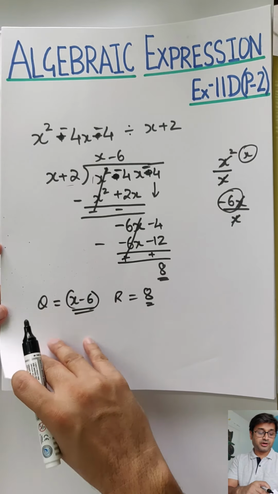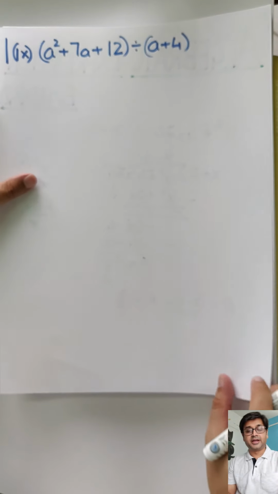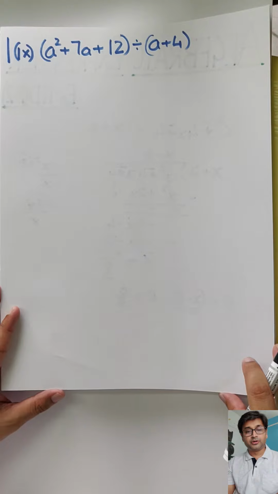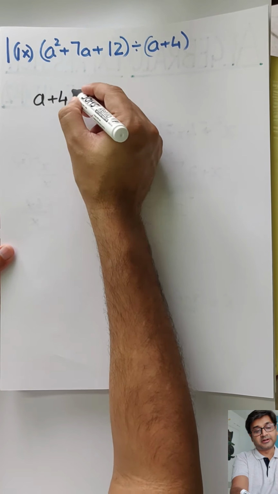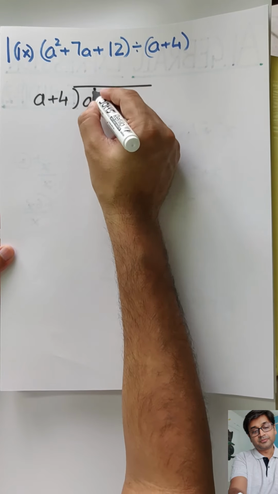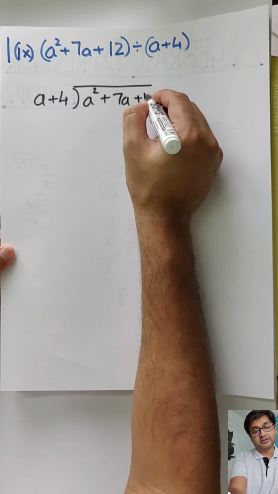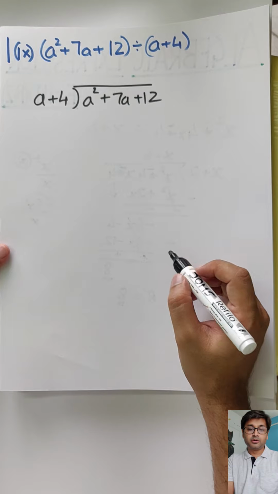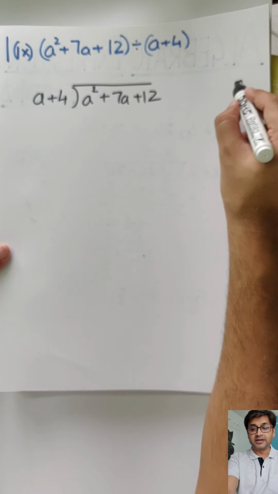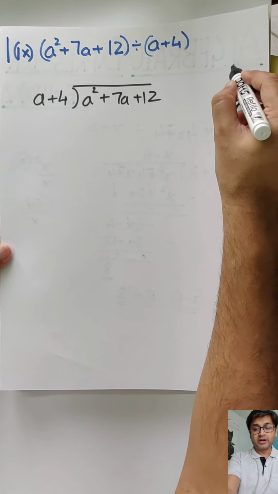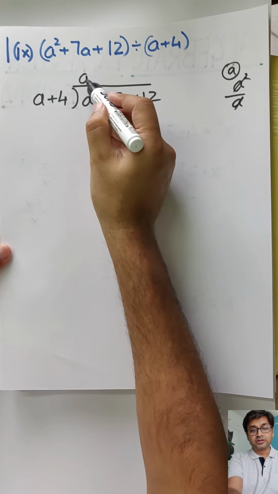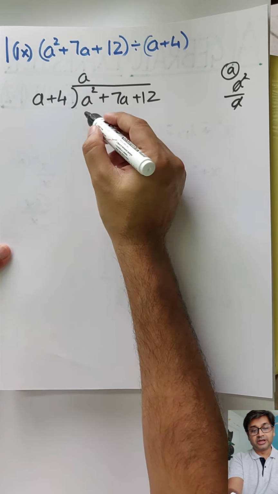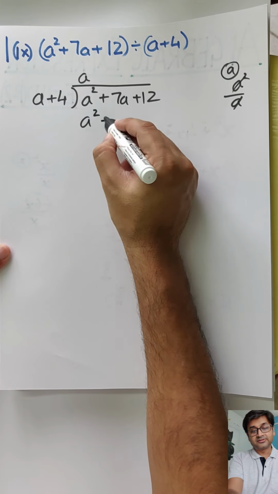So I want you to try sum number 1 part 9. Pause the video, try on your own, see how far you can go. Even if you get it wrong, it doesn't matter. So a plus 4, a square plus 7a plus 12. How are we going to divide this? So a square divided by a, what I get is only a. So this a should come here. Step 1. Step 2, this I multiply with both. So a into a square plus 4a.